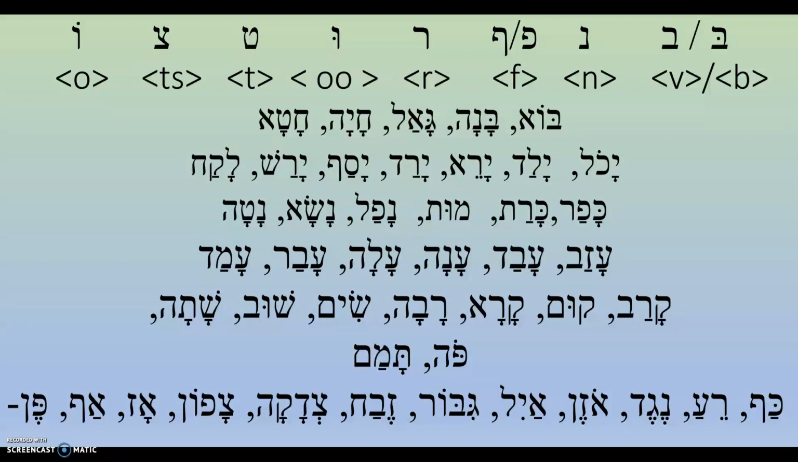The next letter is g, ga, silent, a, l, because we know that these two vowels are both a, pronounced as a. So this is ga, al. Ga'al is a very important word. It means to redeem, deliver, to act as kinsman.